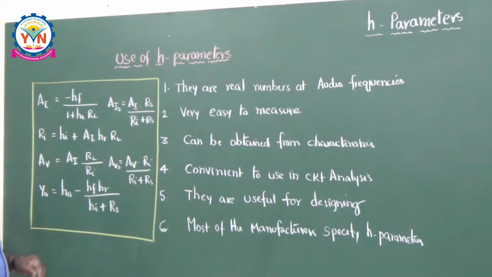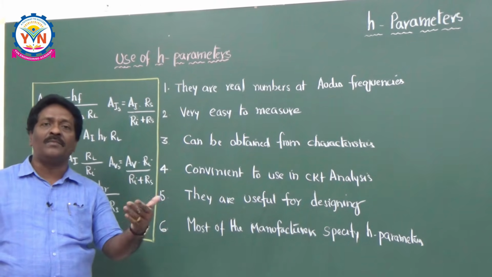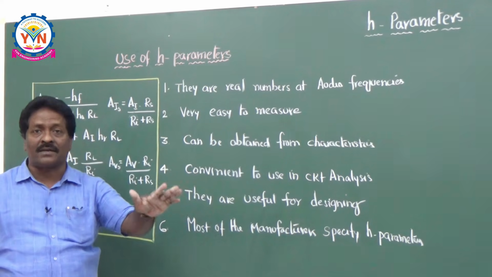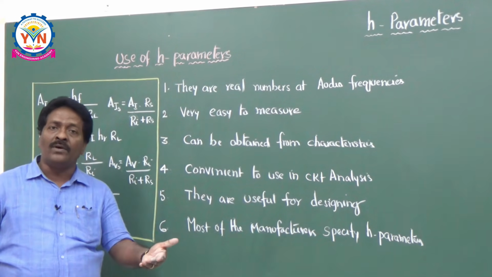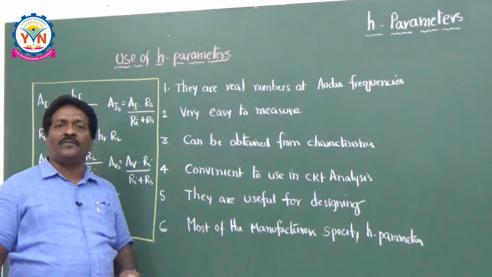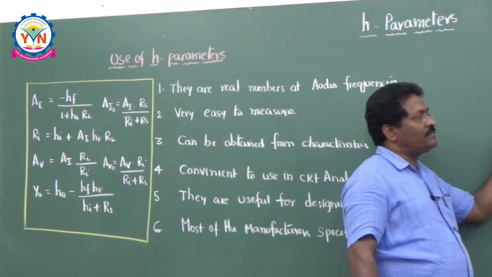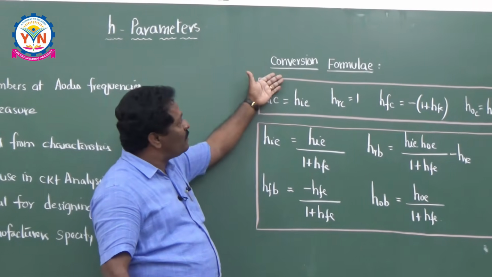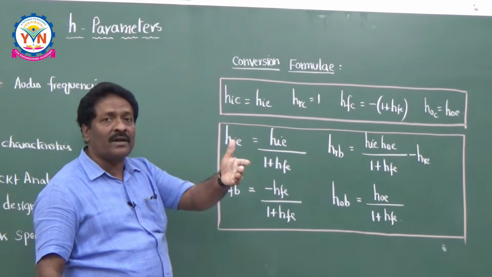But the thing is, sometimes in your problems, the problem may be given for the common emitter configuration, but he is going to give the H parameters for the common collector configuration. Then what to do? Then definitely you have to convert from one configuration to other configuration. So that's the reason you try to see this table. This table is indicating the conversion formulas. It is indicating the conversion from one configuration to other configuration.